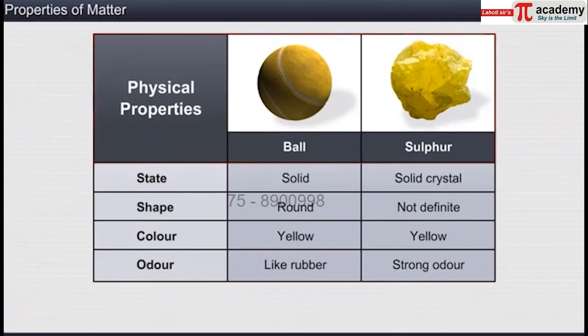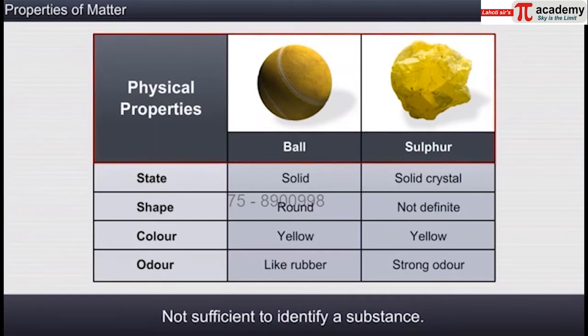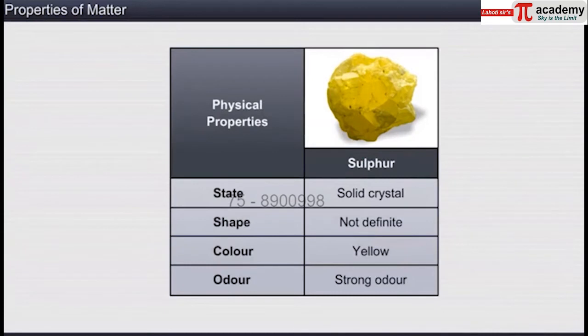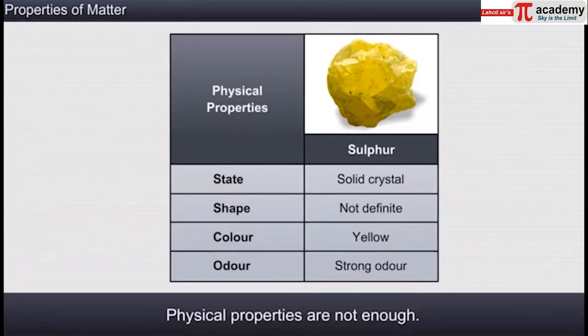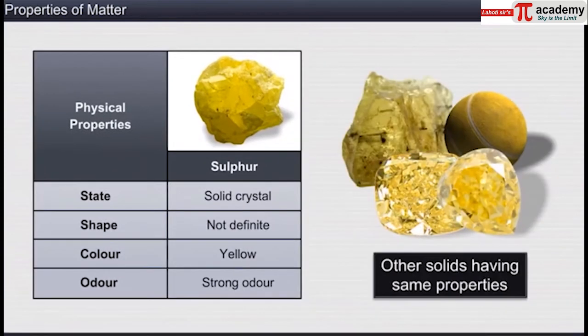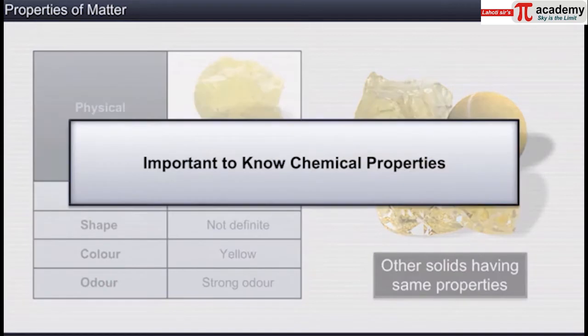However, the description is not sufficient to identify a substance. For example, saying that sulfur is something that is yellow and solid and has a strong odor is not enough, because there can be many solids that may have the same properties, including our yellow rubber ball. Hence, it is necessary to also know the chemical properties of a substance to identify it correctly.